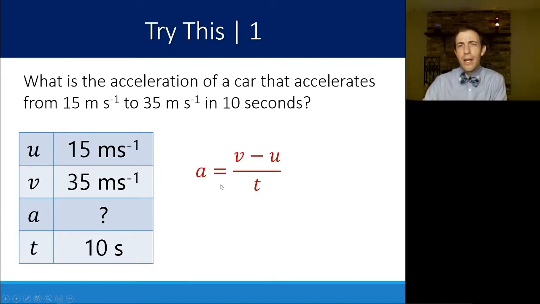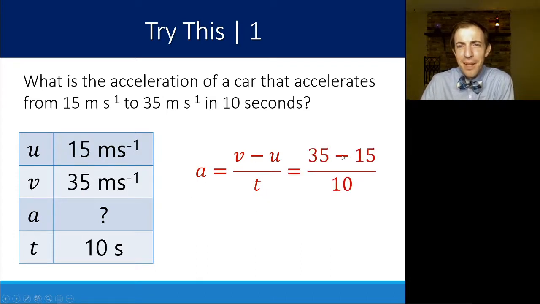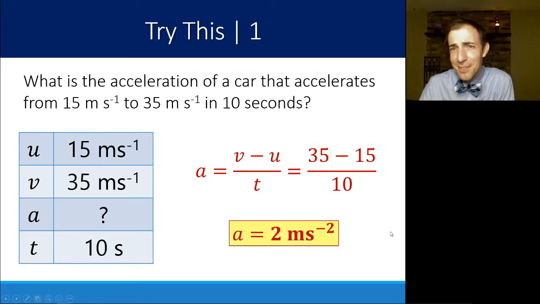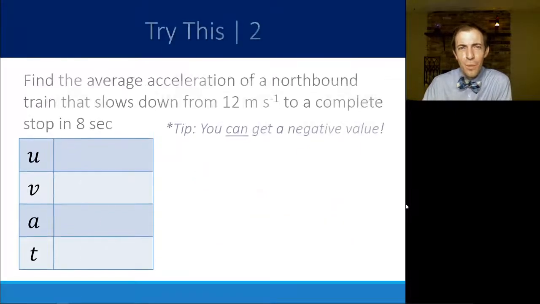As a reminder, our equation is a = (v - u) / t, which, plugging in our values, 35 minus 15 divided by 10 is 2 meters per second squared. We can look at this in another example as well.